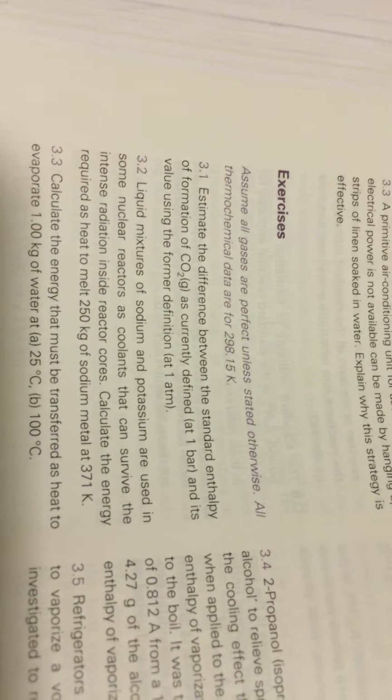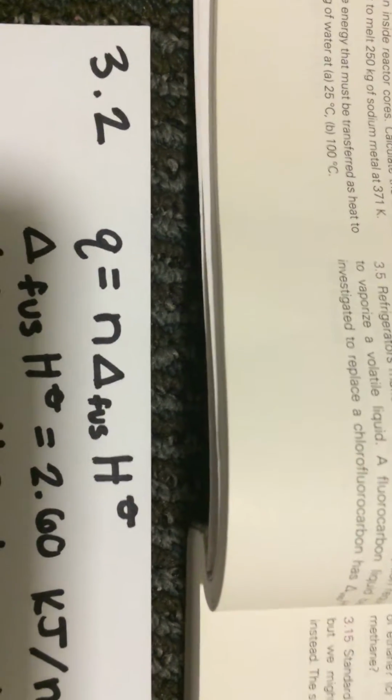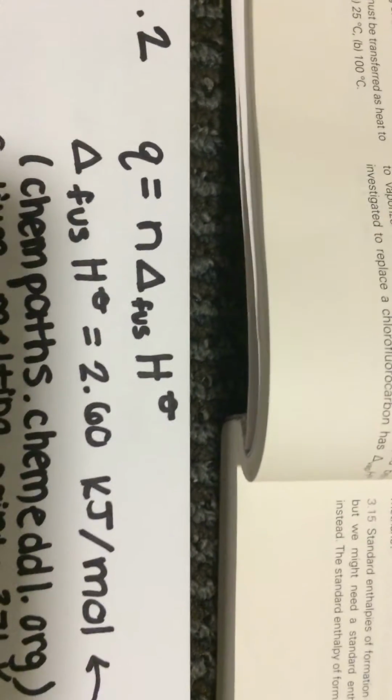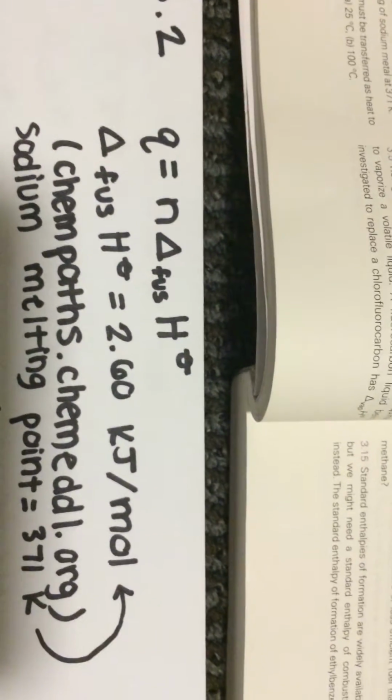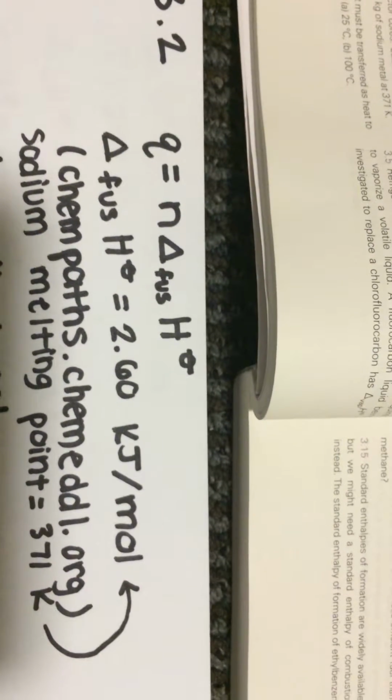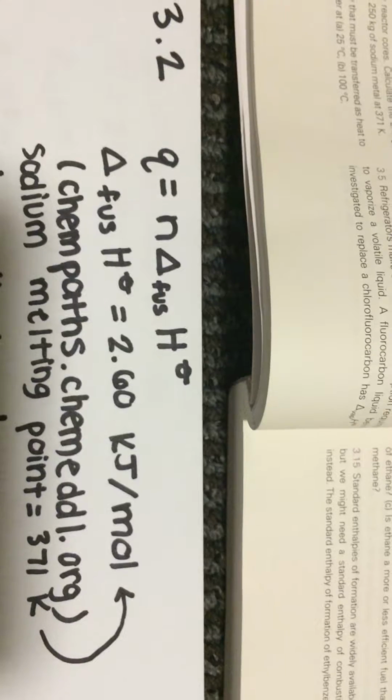So this problem gives us the mass of our metal and the temperature. So from that, to calculate the heat, the equation we're going to use is Q equals n, the number of moles, times the standard enthalpy of fusion of our sodium metal. Our standard enthalpy of fusion of sodium metal is 2.60 kilojoules per mole, and this value is not in the back of the book, so you have to look it up.